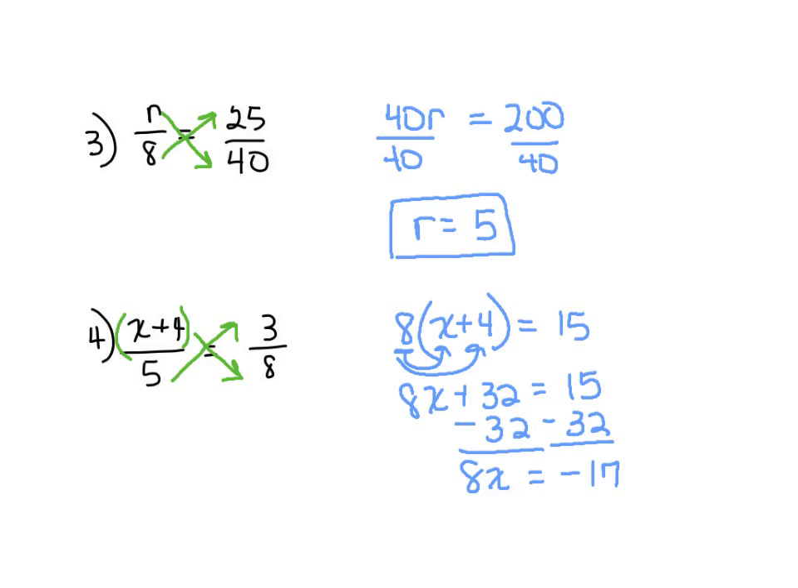In order to solve for x, I'm going to divide by 8 on both sides and just finish this off on the side. x is equal to negative 17 over 8 as an improper fraction. Or I can change this to a mixed number, and that would be negative 2 and 1/8. So either one of these solutions is correct.